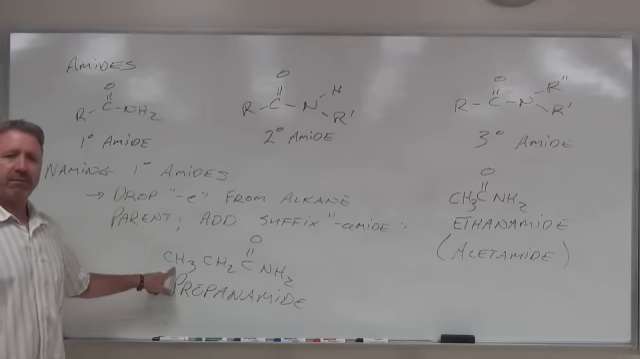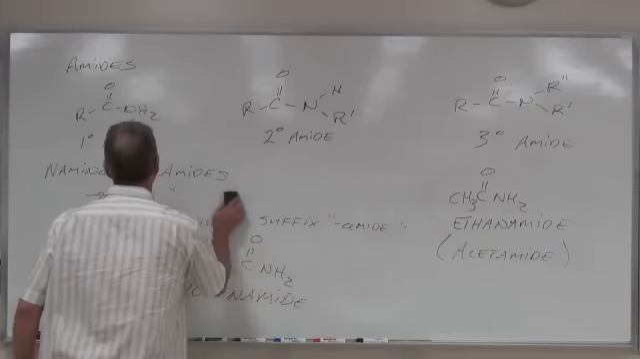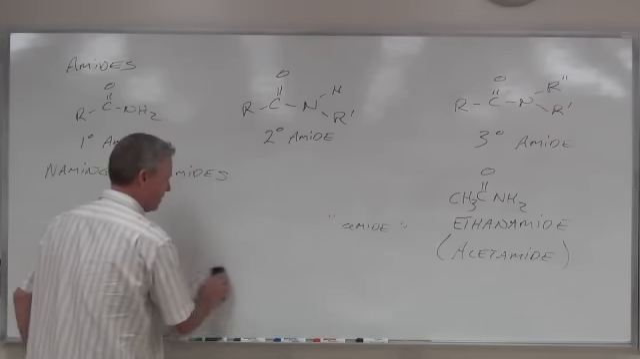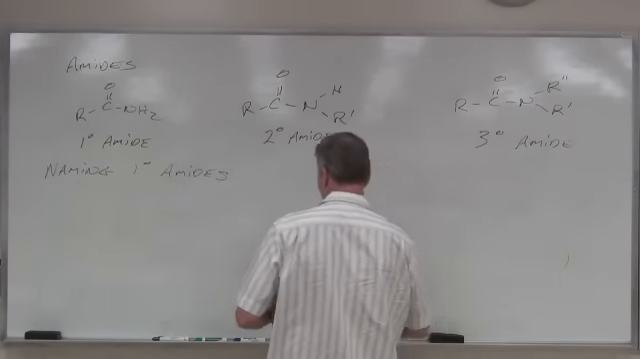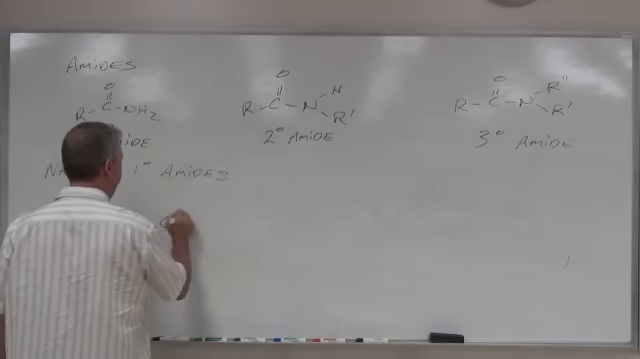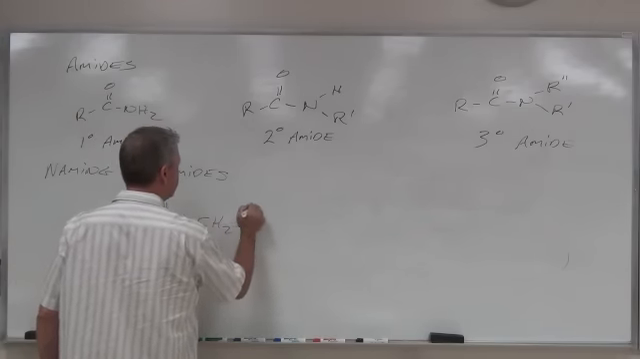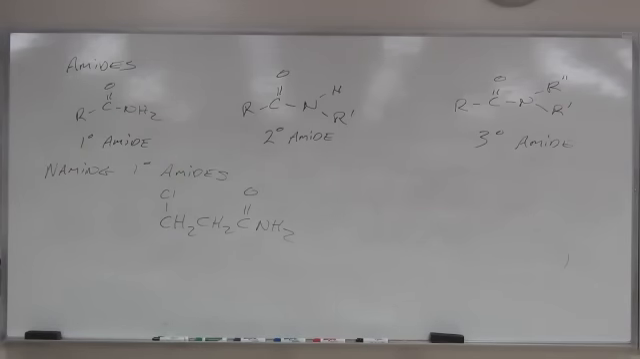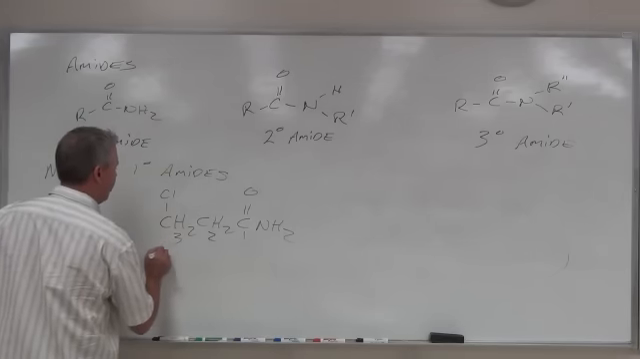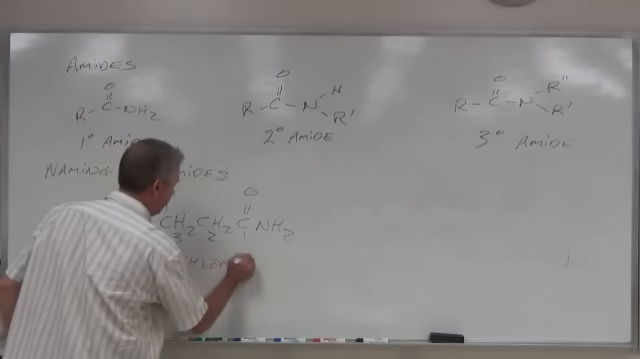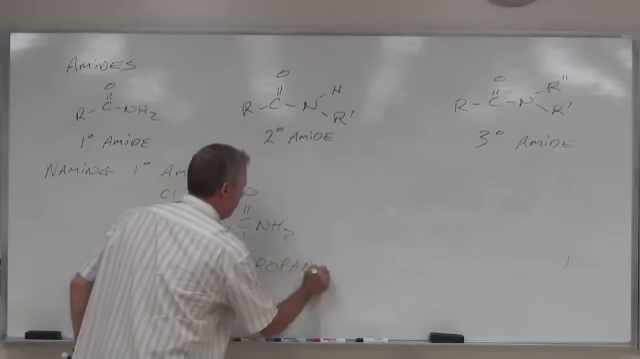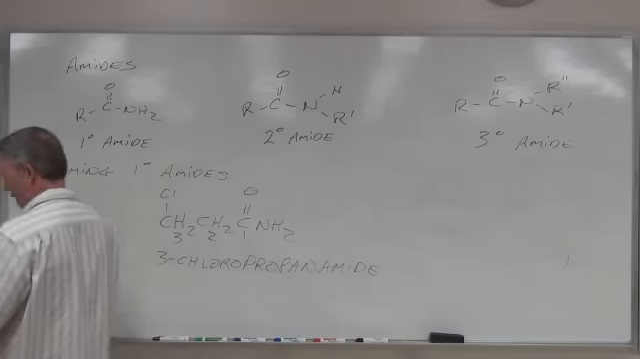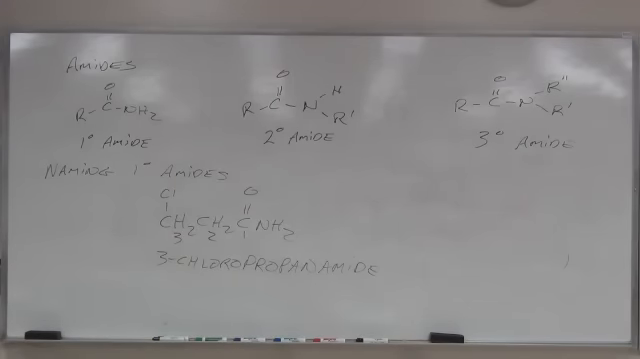You can substitute on them, okay? You don't see that a whole lot, but it's possible. Because of the requirements of the amide functional group, we know that there's only one other connection point. So we don't have to locate it. 1, 2, 3. This will be 3-chloropropanamide. We don't see too many of them, but I just want you to know that they exist.